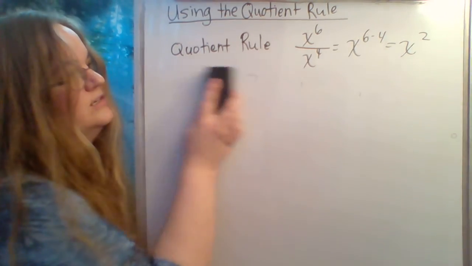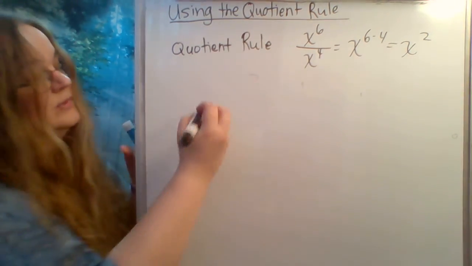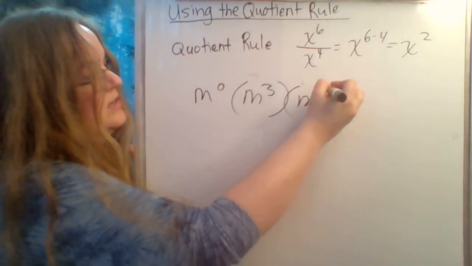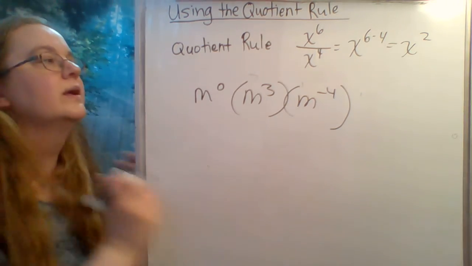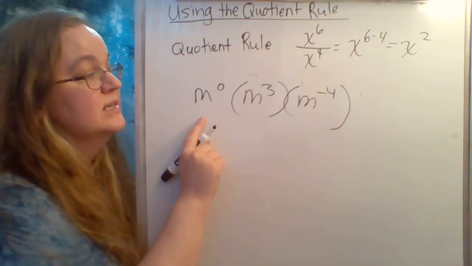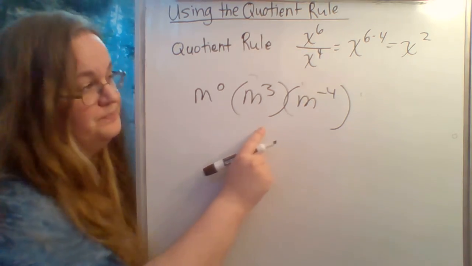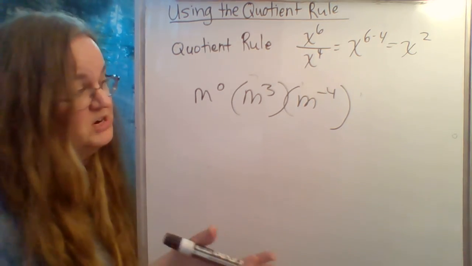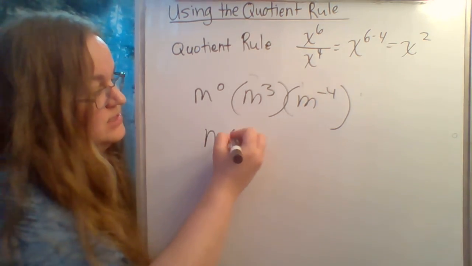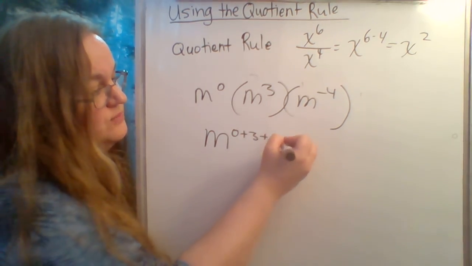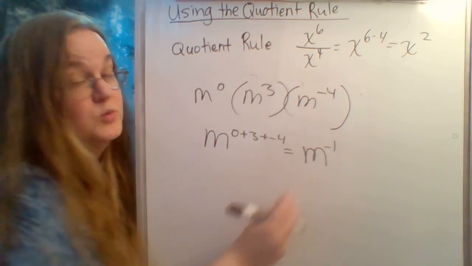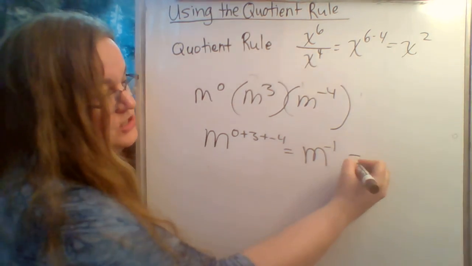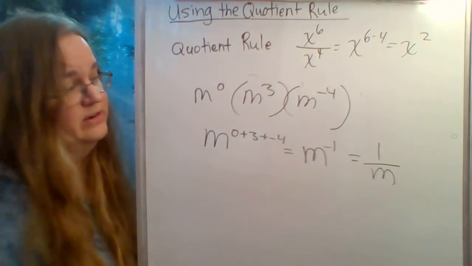All right, last question. Let's take a look. m to the 0 times m to the third times m to the negative 4. When you take a look at this, this is actually the product rule. So m to the 0 is 1, so we can just get rid of it. But if you want to add it in, this is 0 plus 3 plus negative 4. So this would be m to the negative 1. I can't leave a negative in my answer, so this means it's in the wrong position. So it needs to go to the denominator. And that would be it.